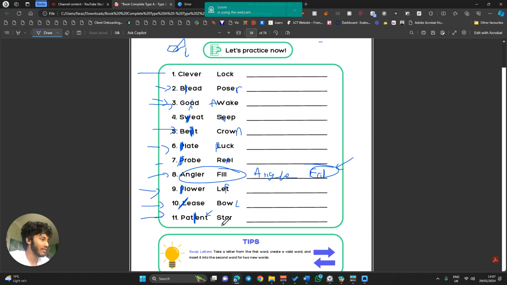But yep, so patent. Let's see if we can put I into any of these. There we go, stare. So again, go through one by one, see if you can fit the I in, and you most probably will be able to. The main thing is to write it in as well, so you can make sure that you're not missing something through the pronunciation.